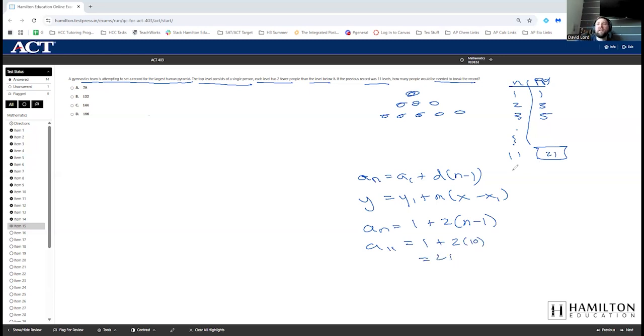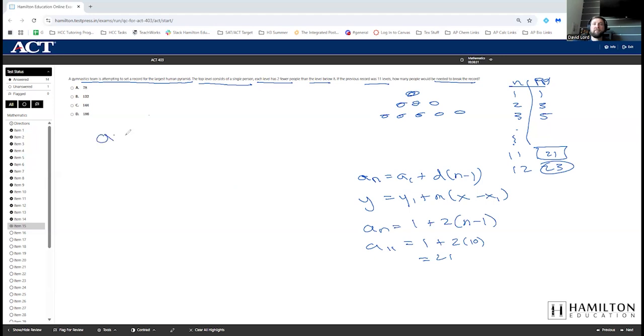And so in order to break the record, we need to go to level 12, which means that there's going to be 23 people added to this group. But you notice none of the answers are saying that number. So that's telling us we want the total number of people to break the record. So you can use your graphing calculator to find the sum, but you could just do it by hand.